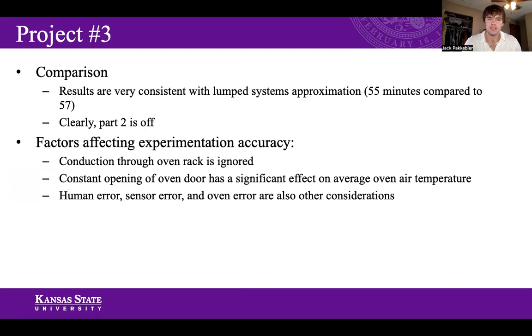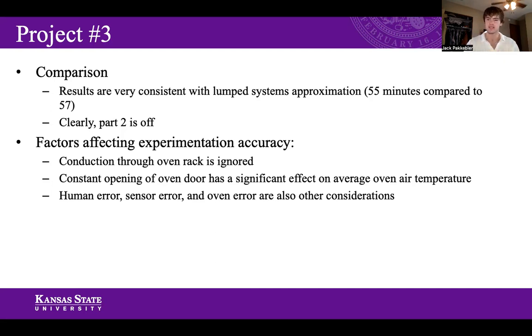So some of the factors affecting experimentation accuracy. First of all, something that you could consider is that conduction through the oven rack is ignored. That may not be something that you can ignore because this heating rack is going to be very hot as it's been warming up in the oven for this whole time. Also, what I think is the greatest source of error for this experimental cooking time is, since we have to measure the temperature of the potato, constantly opening this door is going to let all the hot air out and significantly decrease the average oven air temperature. I think that's a big consideration.